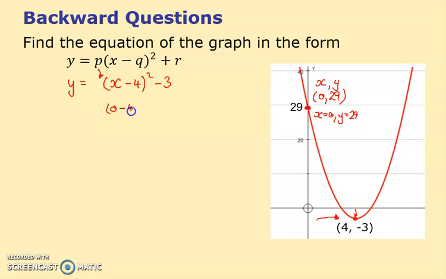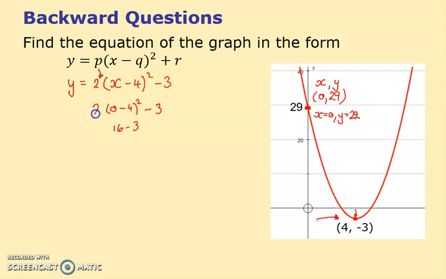0 minus 4 squared. Now that is 16. So you can see in an instant 16 minus 3 is not going to give me 29. So that is not true. That hasn't worked. So there must be a number here, and they kind of hinted that there is. Let's try a 2. Let's put a 2 in the front.